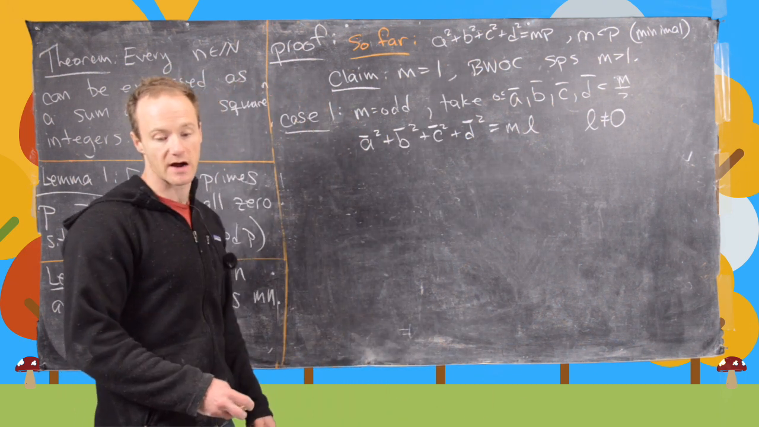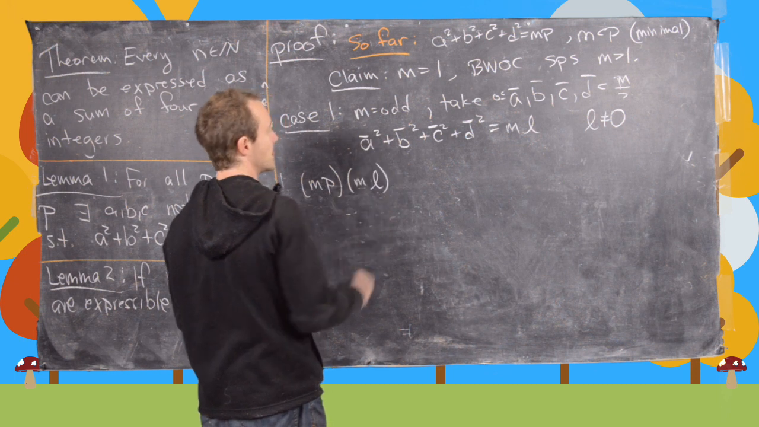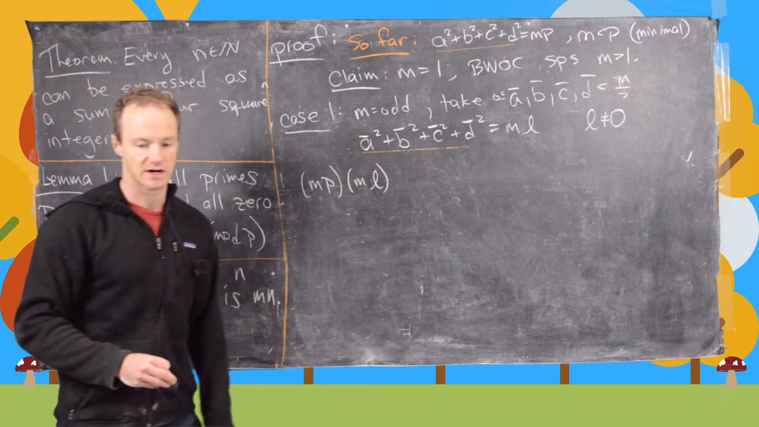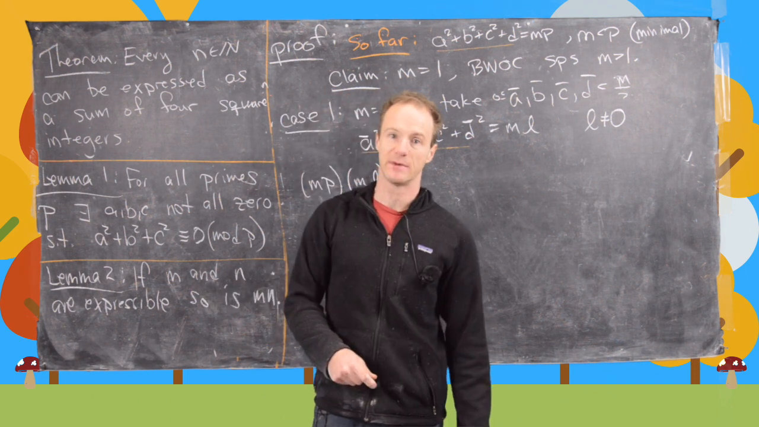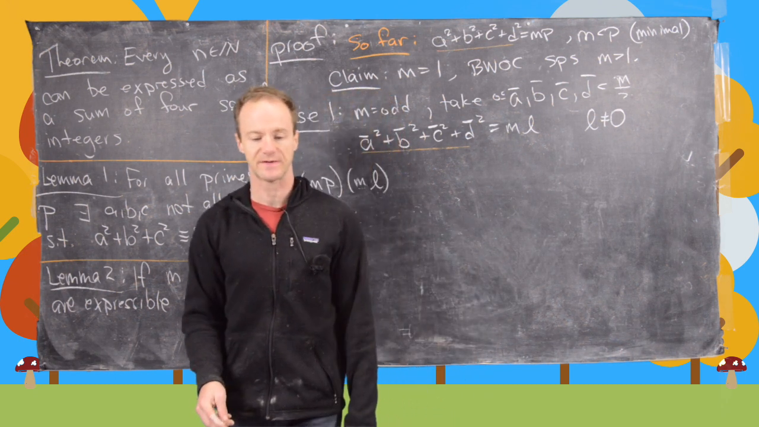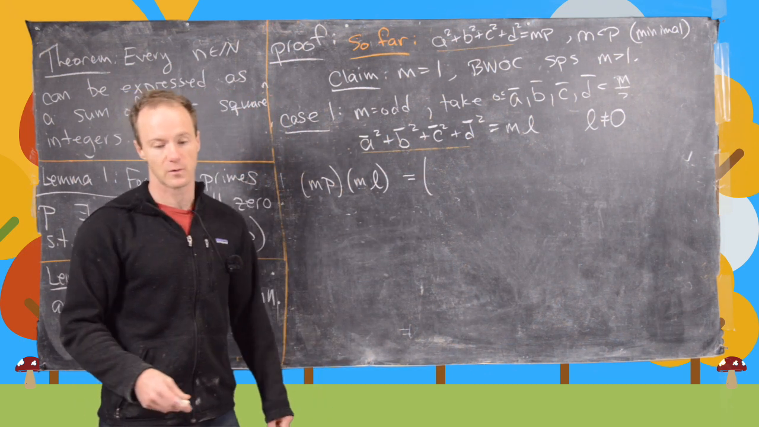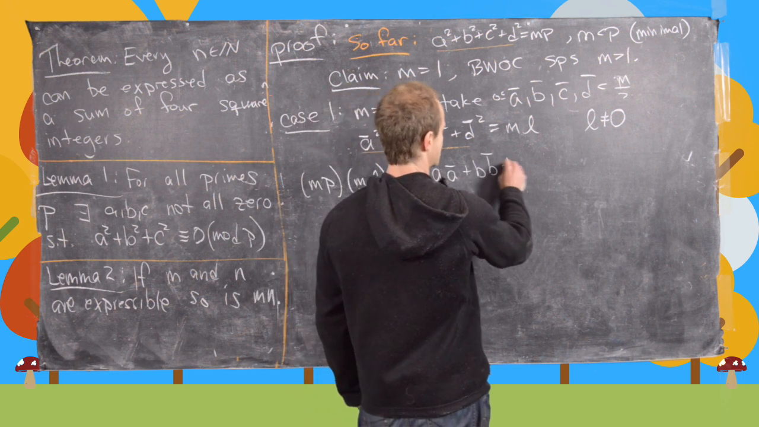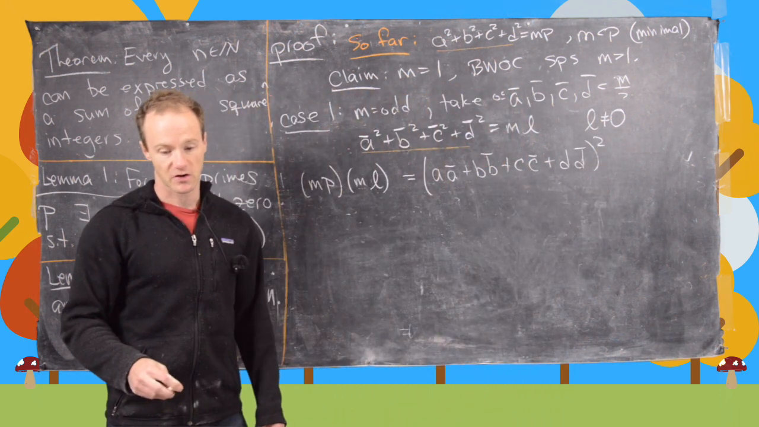So what we can do from there is write mp times ml is going to be this sum of 4 squares times this sum of 4 squares, which we can again write as a sum of 4 squares using lemma 2. There's actually a formula in the proof of lemma 2 that I'll let you look at in the previous video to find, but I'll just write it down right here. So this can be expressed as a sum of 4 squares as follows. We have a times a hat plus b times b hat plus c times c hat plus d times d hat, all squared. So that's the first term.